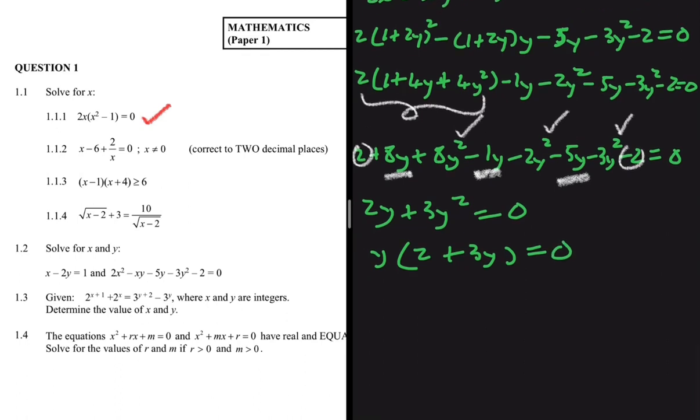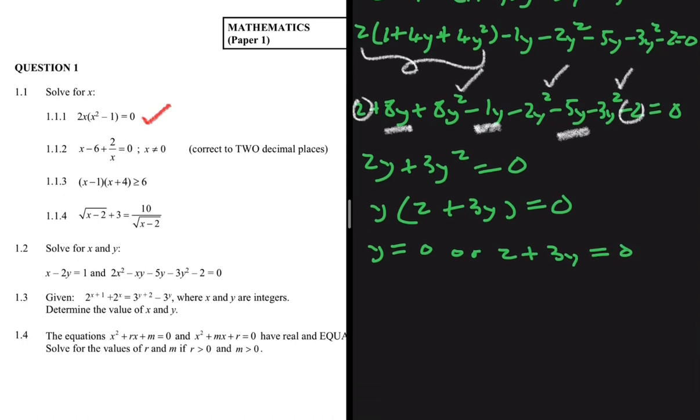So we have two terms multiplying each other to give us 0. So it's either y is equal to 0 or 2 plus 3y is equal to 0. For 2 plus 3y being equal to 0, we get 3y being equal to minus 2. So y is equal to minus 2 divided by 3.